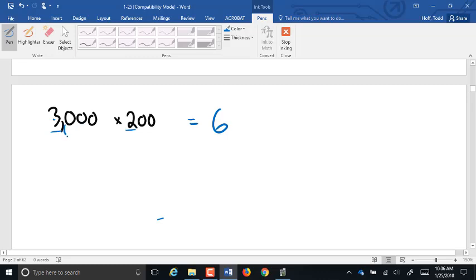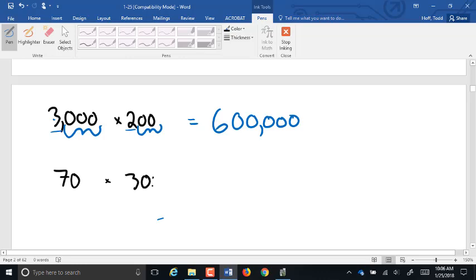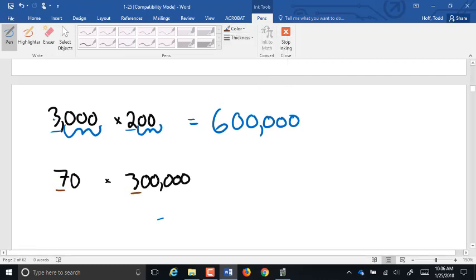The shortcut is to just combine. We have 3 zeros and 2 more zeros. That's a total of 5 zeros. We might have 70 times 300,000. Well, 7 times 3 is 21. We have 1, 2, 3, 4, 5, 6 zeros total. So that becomes 21 million.